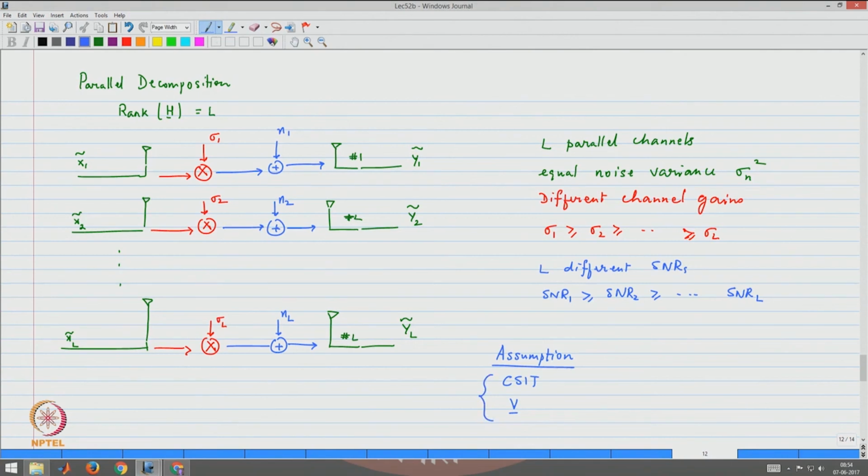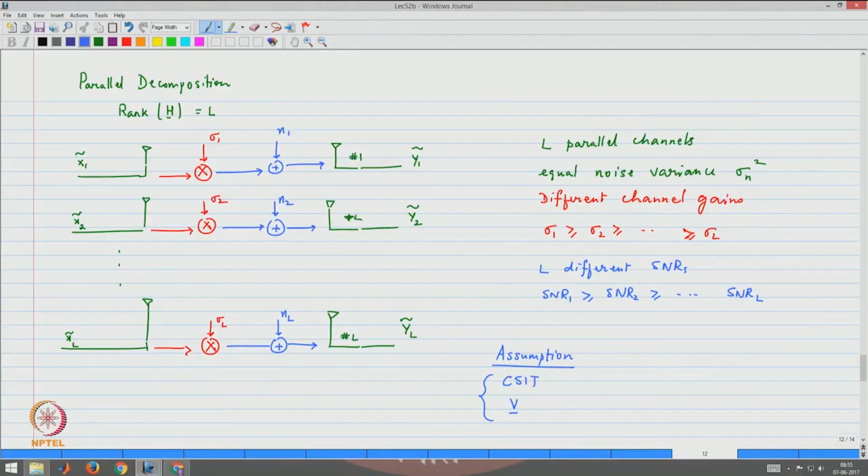Now, we obviously have to ask the question, what if the transmitter does not know the matrix V, which is based on the singular value decomposition, or it does not have the CSIT. So, obviously we are interested in those situations where this information is not known to the transmitter. So, we would like to get an understanding of what could be done in such a situation when you do not have the ability to do the pre-processing. What would be the understanding of capacity in such a situation?